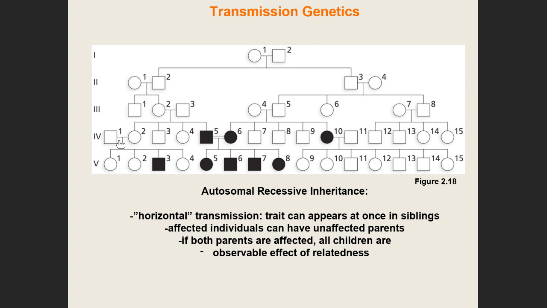Okay, so when you say the trait can appear at once in siblings, what do you mean by that? Yeah, this is not a fantastic pedigree to show that, but imagine this couple, and we know they're carriers. Imagine they have another 5 kids. Well, there's a chance of having 1 or 2 more siblings with the trait. So then you'd get a family with more than one sibling showing the trait. But you don't actually see that in this pedigree. So yeah. Okay, thank you.